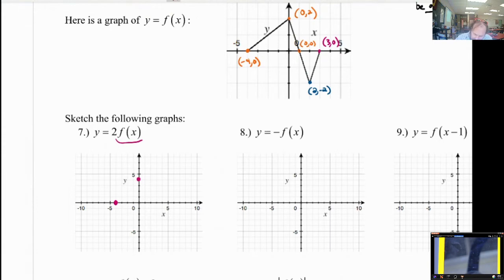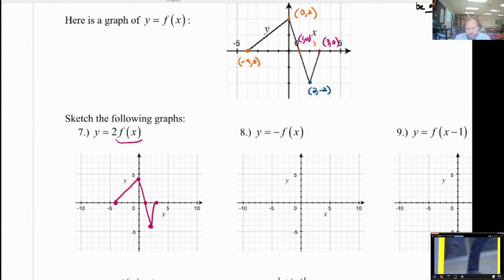And 0, 0 doesn't change. Or sorry, I'm a dummy. That's 1, 0. 1, 0 does not change. Notice how the scale of the graph changed. And 2, -2 is now 2, -4. Again, we are doubling the y values. And then 3, 0 is back to where we started. So your graph is going to look something like this.